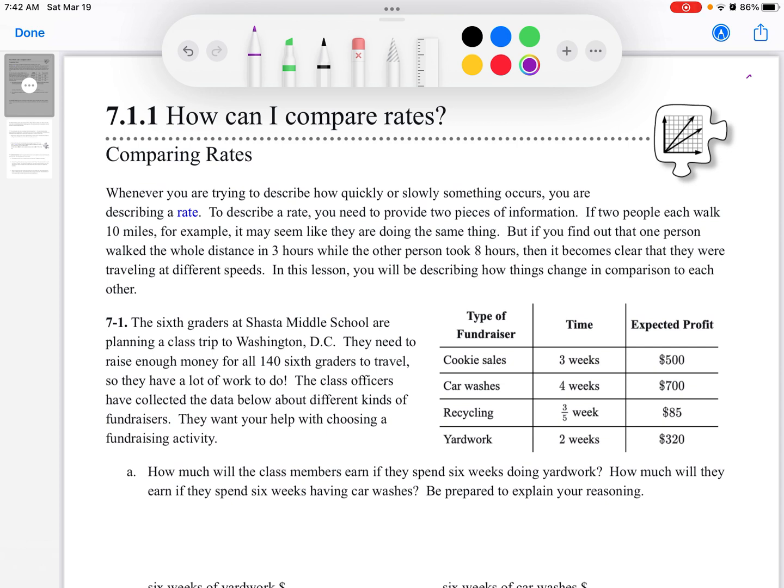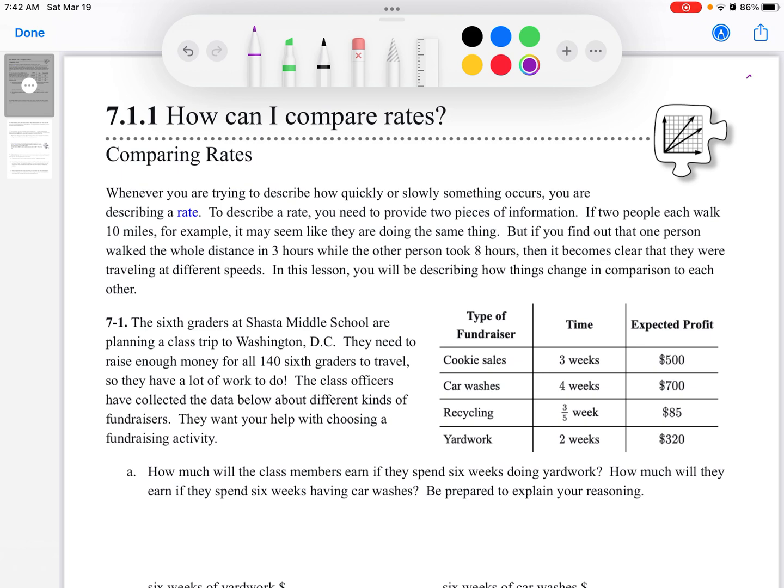If two people walk 10 miles, for example, it may seem like they're doing the same thing. But if you find out that one person walked the whole distance in 3 hours while the other person took 8 hours, it becomes clear that they were traveling at different speeds. In this lesson, you will be describing how things change in comparison to each other.